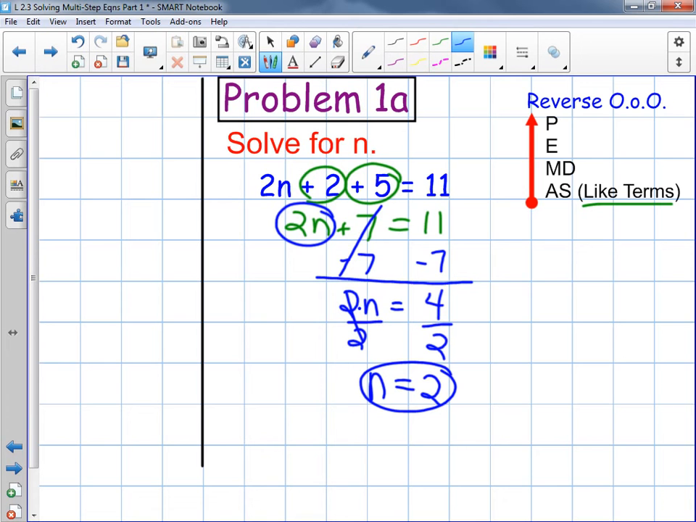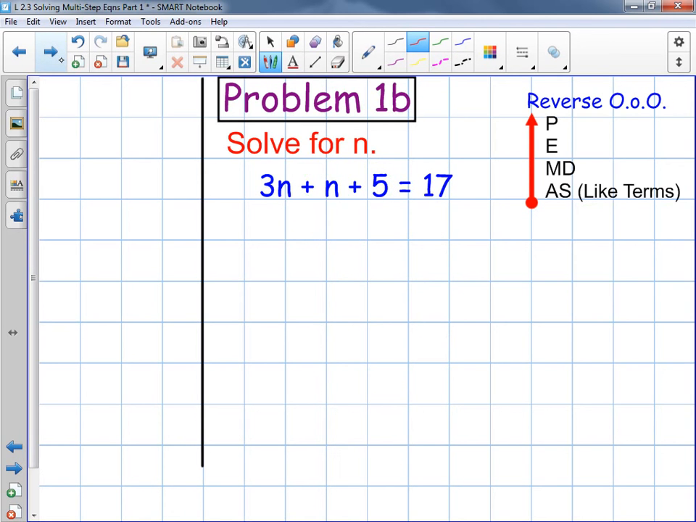So there's not a whole lot different in the multi-step equation than the two-step equation, except you're adding one more step, and that was to add the like terms in the very beginning of the problem. So let's do another one. This is problem 1b. Again, you can take the time to write it down, and somebody can come up and hit the pause button on the movie.